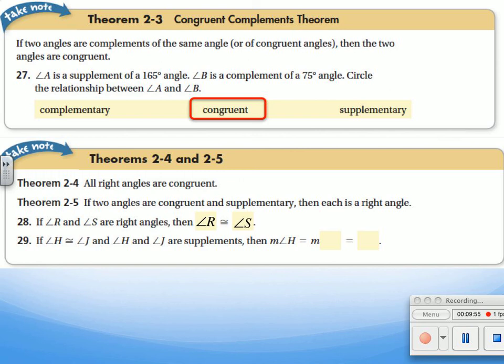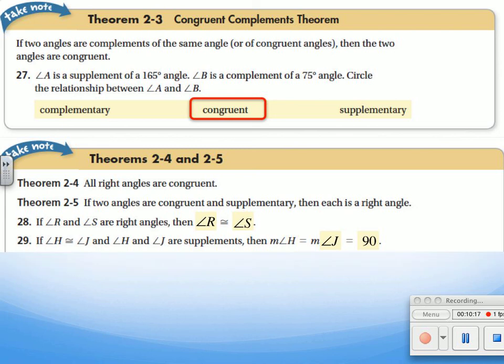And then finally, if angle H is congruent to angle J, and angle H and angle J are supplements, then the measure of angle H equals the measure of angle J, which equals 90 degrees. So those are the theorems that we're going to go over in this section of chapter 2, and we will work on those on Tuesday on proving them.